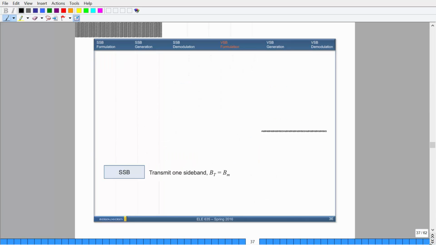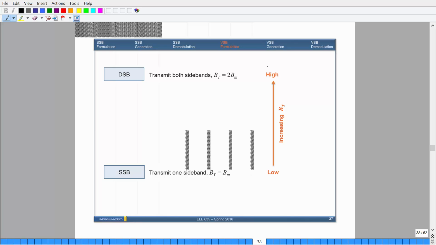Well, let's talk about varying degrees of bandwidth. If you wanted to transmit one sideband, the B of t is what's known as the transmission bandwidth. It would just simply be the bandwidth of your message. That's totally fine, okay? Then you have the opposite side of the spectrum, which is double sideband, where if you want to transmit the signal, you have to transmit both sidebands, and the bandwidth requirement is twice the bandwidth. So this is where we're going to go from low to high in terms of what's required for transmission. The lower end is the better case, where you have just one sideband, and the very high end is transmitting both.